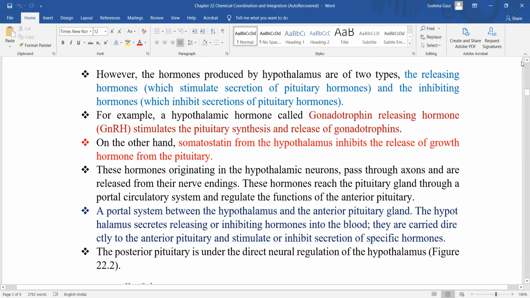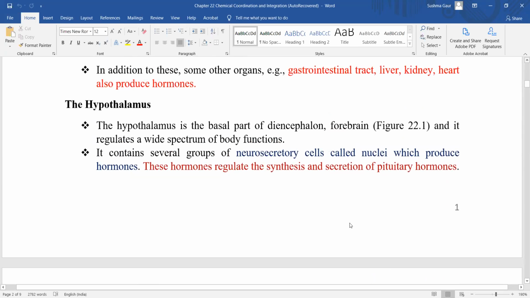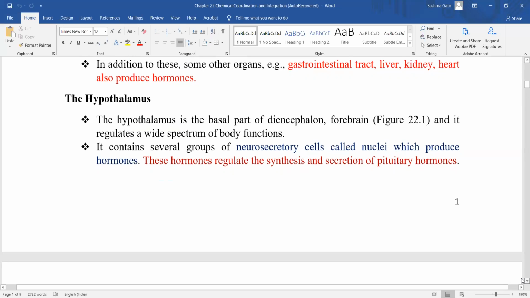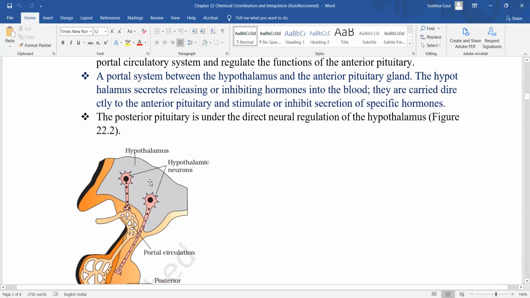Now, what is the hypothalamus? It is present in the basal side of the diencephalon, that is the forebrain. Its function is that it regulates a lot of functions. It consists of many types of neurosecretory cells, known as nuclei, that produce hormones. So what are these neurosecretory cells? These neuron-like cells are responsible for the production of hormones.